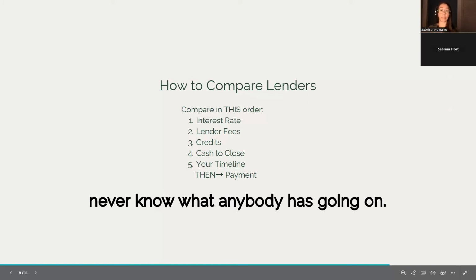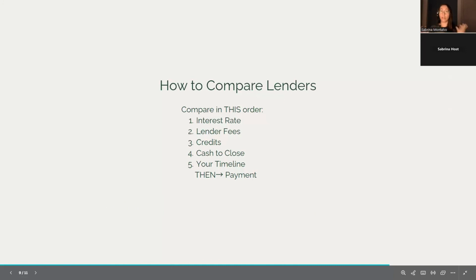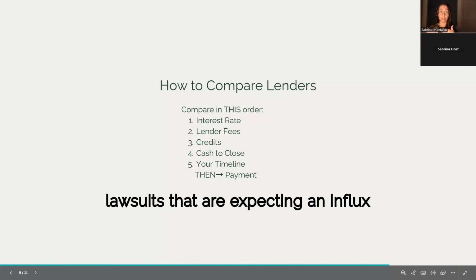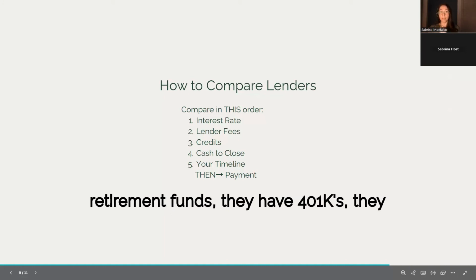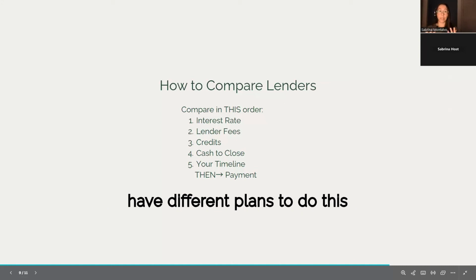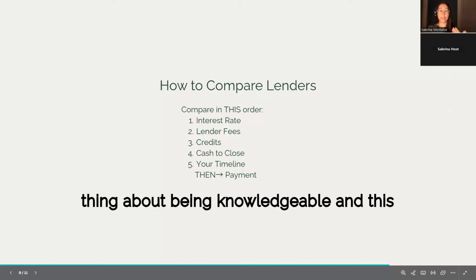You never know what anybody has going on. I've had clients who are going through lawsuits and expecting an influx of a settlement. Clients have retirement funds, 401ks, and different plans, with money allocated for this and that. And that's the beautiful thing about being knowledgeable.